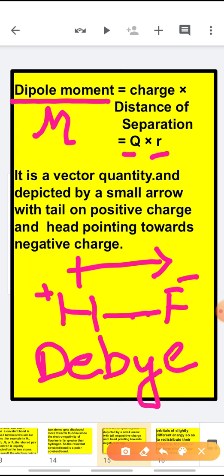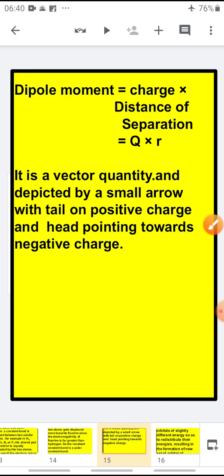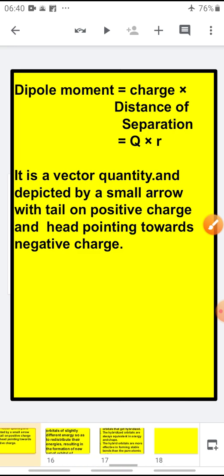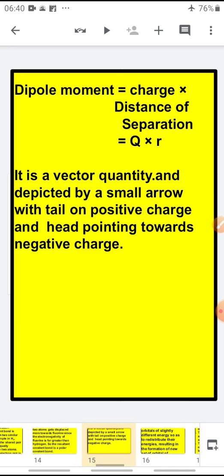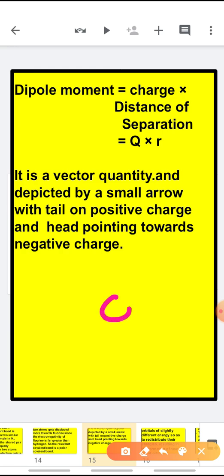It is actually equal to C·m. C is for coulomb, m is for meter. Now children, another example we can take is the water molecule. In the water molecule, this is the oxygen atom, and these are the two hydrogen atoms.